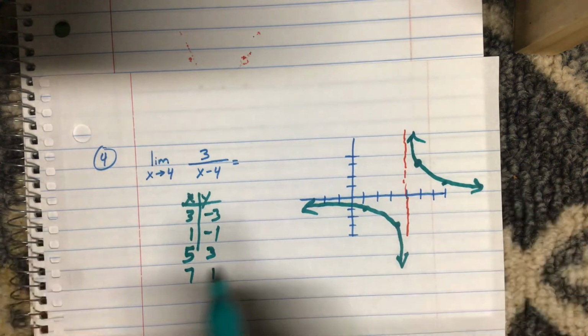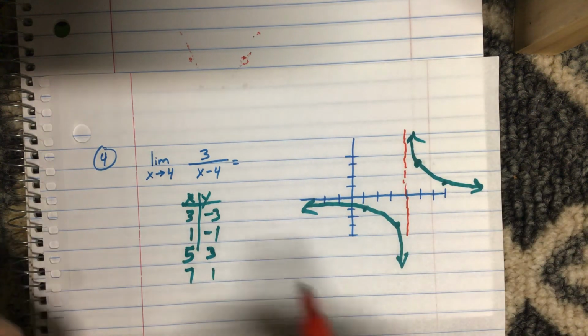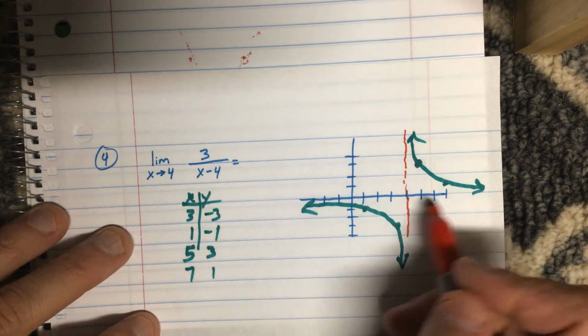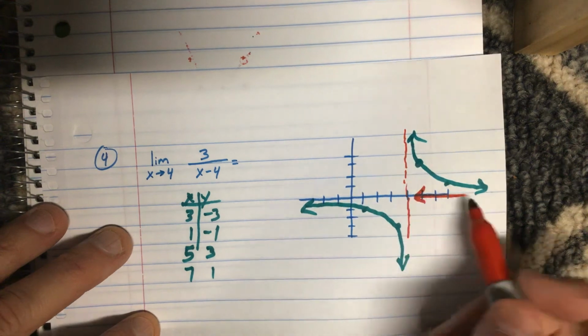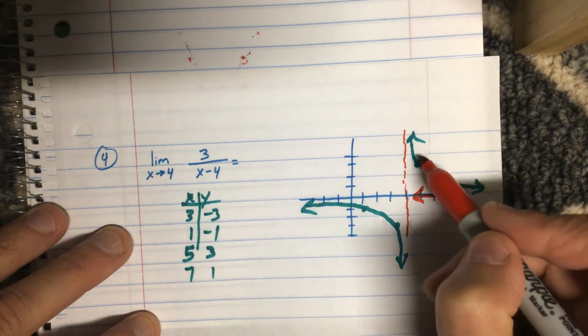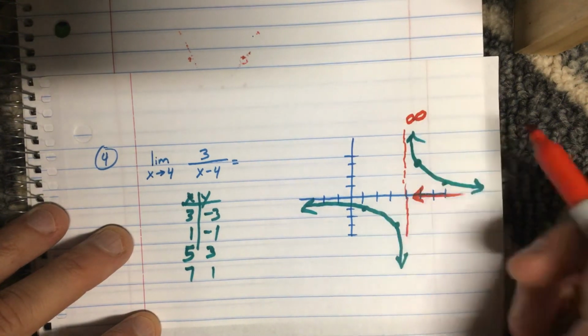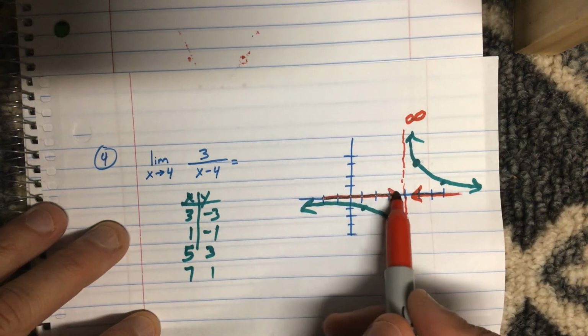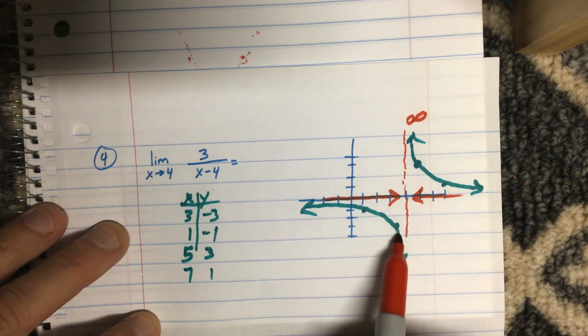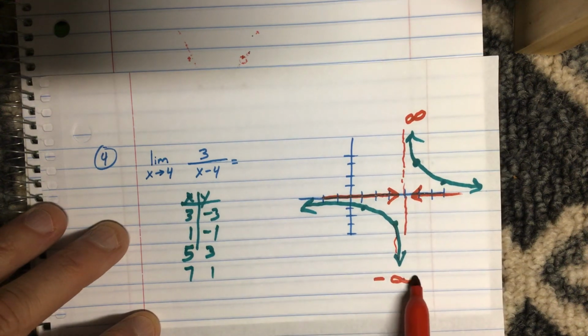So as you approach, this is the question we're asking, as x approaches 4. So let's look at it from this side. As we go towards 4 in this direction, what's happening to the y value? It's actually going to infinity. And as we approach 4 from this direction, from the left-hand side, you're actually going to negative infinity.